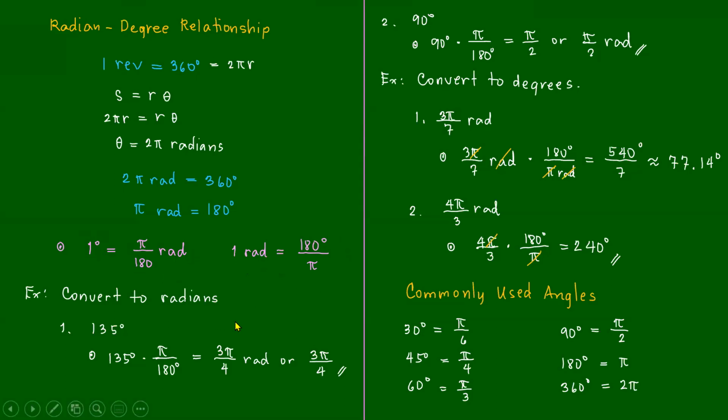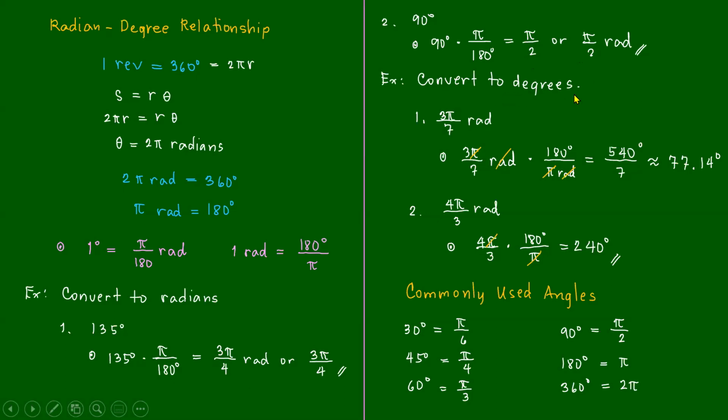So let us have the following example. Convert to radian measure: 135 degrees. That is multiplied by pi over 180 degrees. Using your calculator, we get 3 pi over 4, or 3 pi over 4 radians. 90 degrees, how to convert? Multiply by the conversion factor, pi over 180 degrees. So it is equal to pi over 2, or pi over 2 radians.